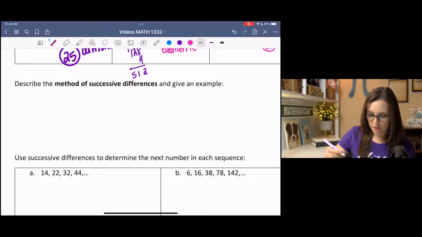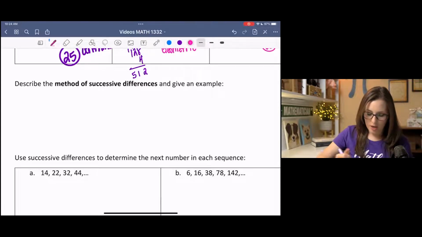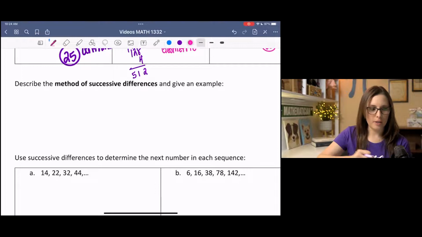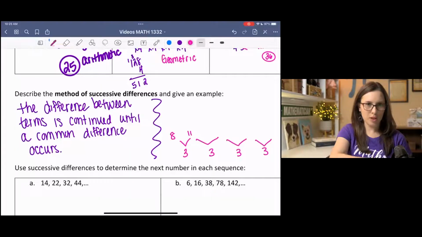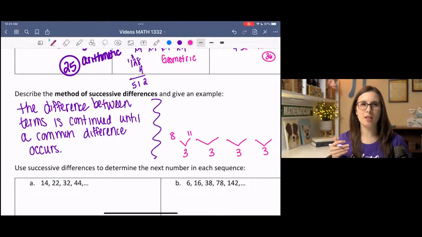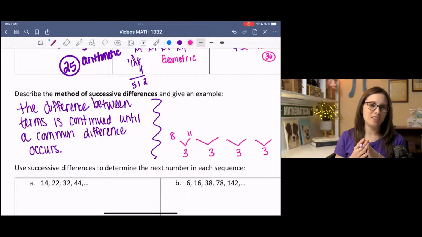So the method of successive differences is a method for finding that common difference further down the line, basically. I kind of summarized what I said there. On the left of this, on the right in pink, I'm going to show you an example. Now in the example, I'm kind of reverse engineering it to get to an example that works.